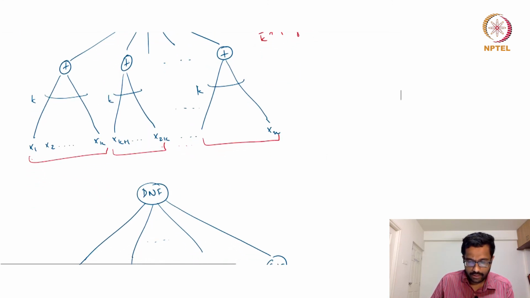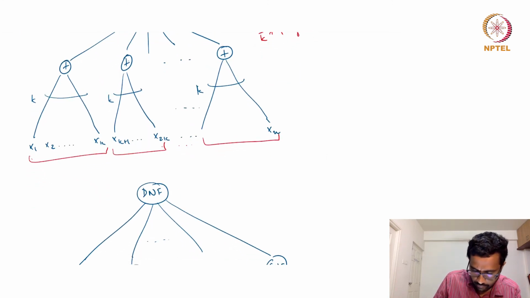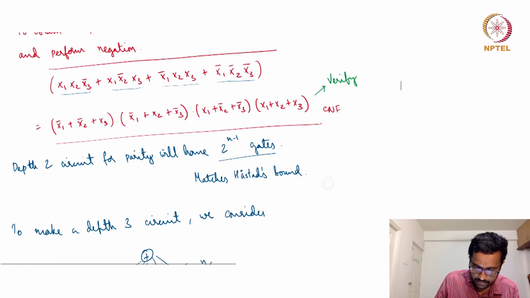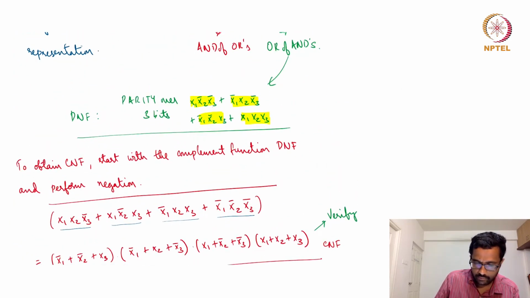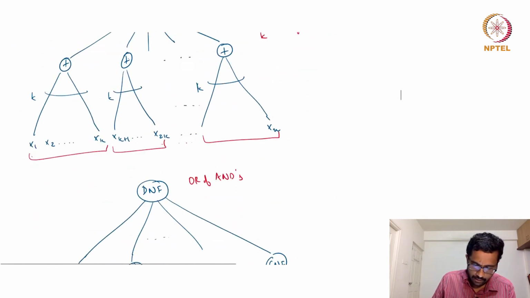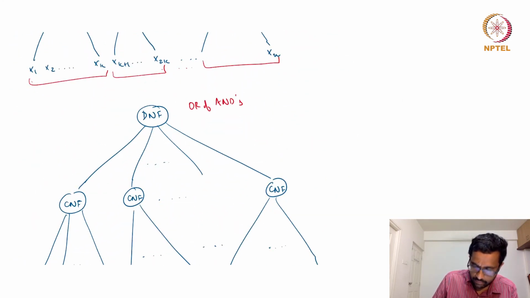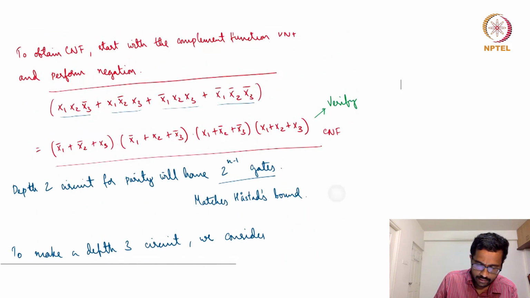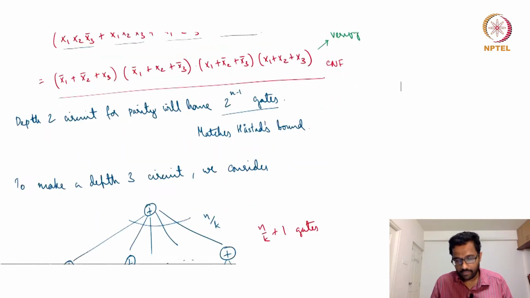Okay, DNF means it is OR of ANDs, this expression, the first one is written in green, and the second level gates I implement all of them using CNF, which is AND of ORs, like this kind of expression, the expression in red.